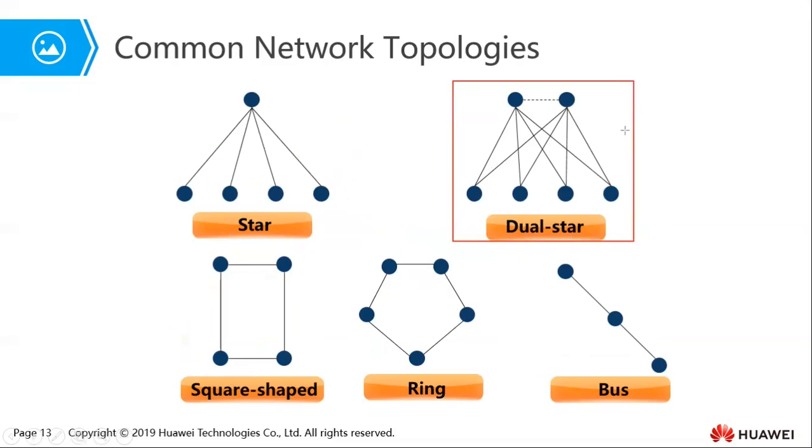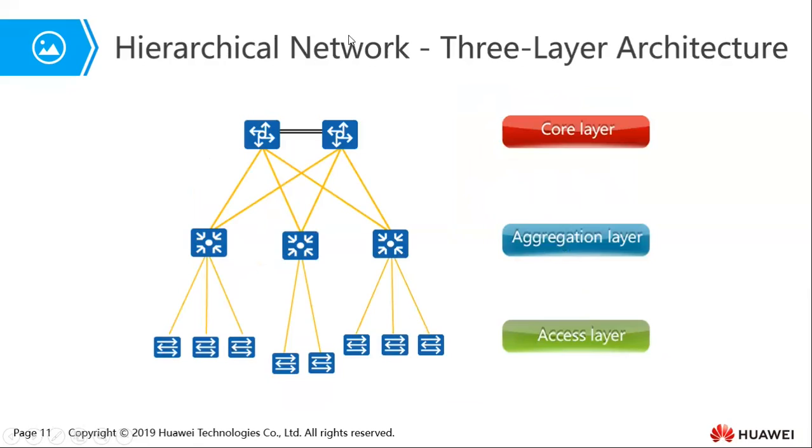dual star topology. So this is a dual star topology. You can see that these ones are connected to at least two central devices. So that's why it's called a dual star. And actually, if I go back here, you can see that between the core and the aggregation layer, we normally implement that. So that's a dual star.